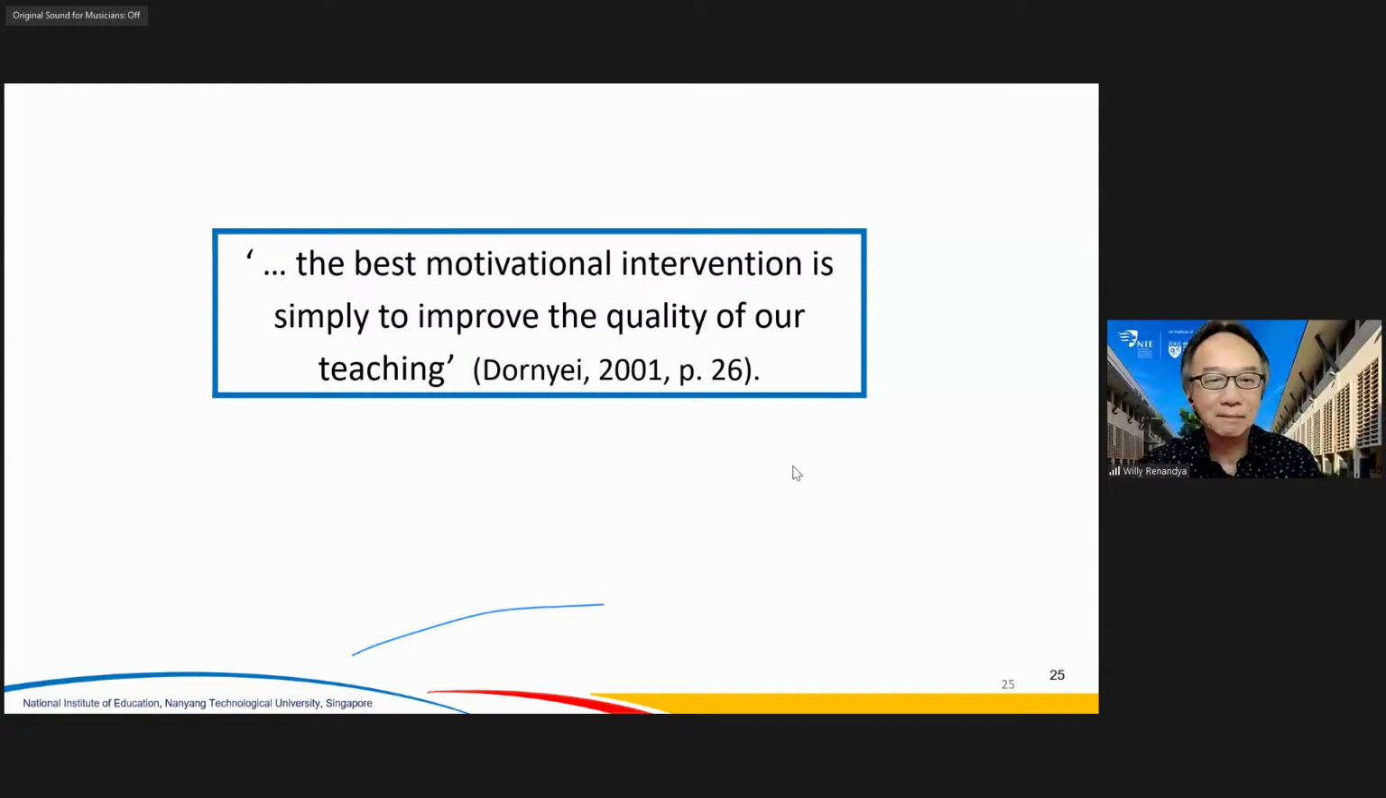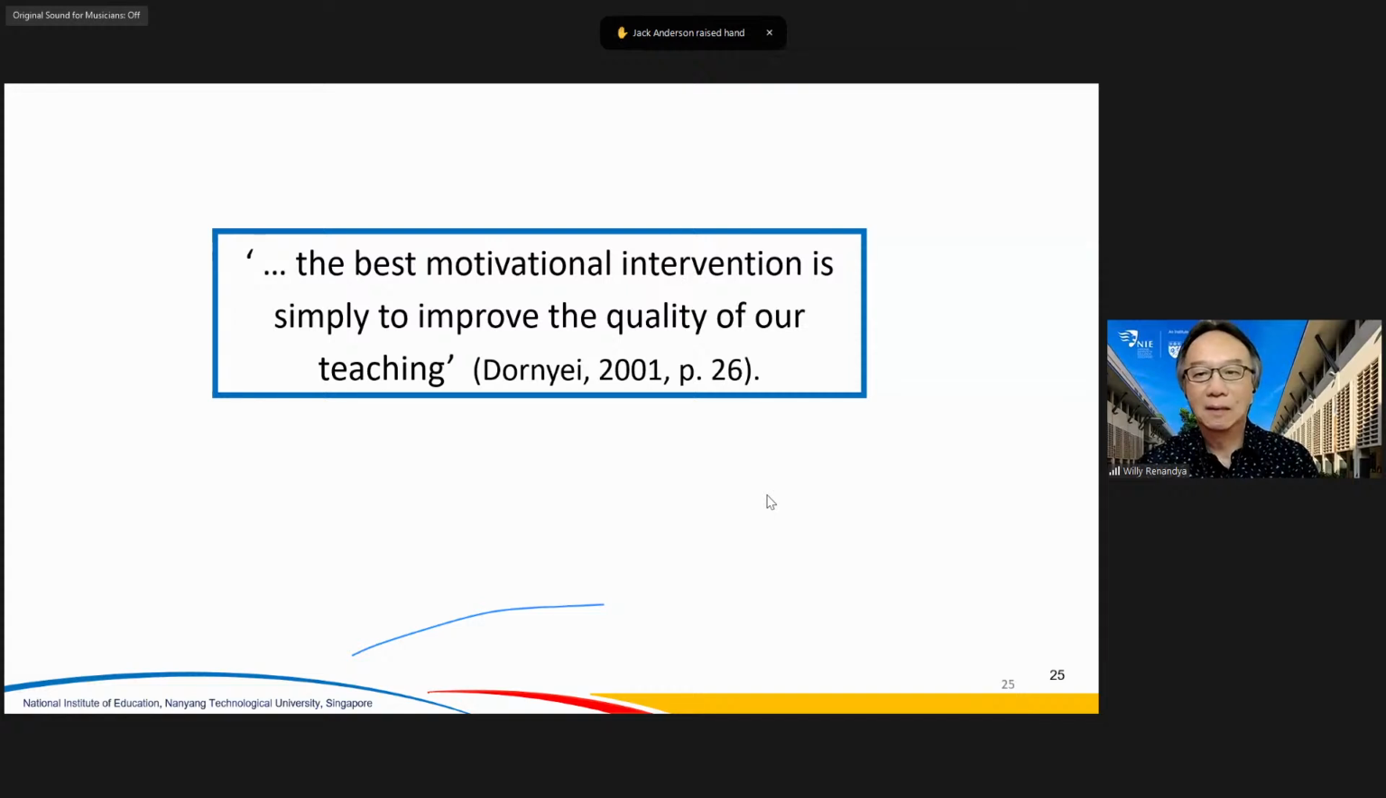The best motivational intervention is simply to improve the quality of our teaching. Yes, can you translate that using easy language? What is it saying actually? We just have to improve the quality of our teaching. Yes, for what? To motivate the students.